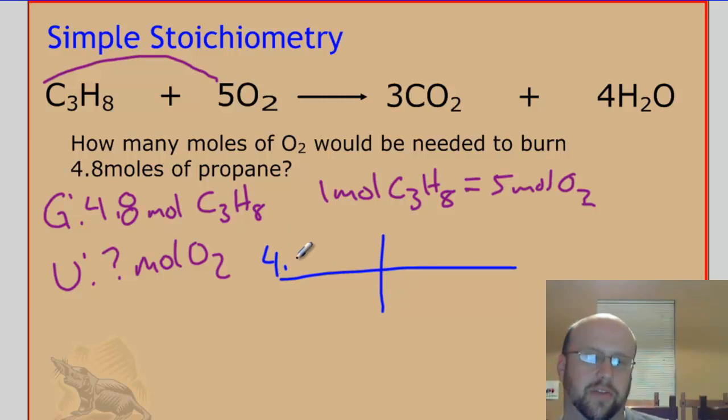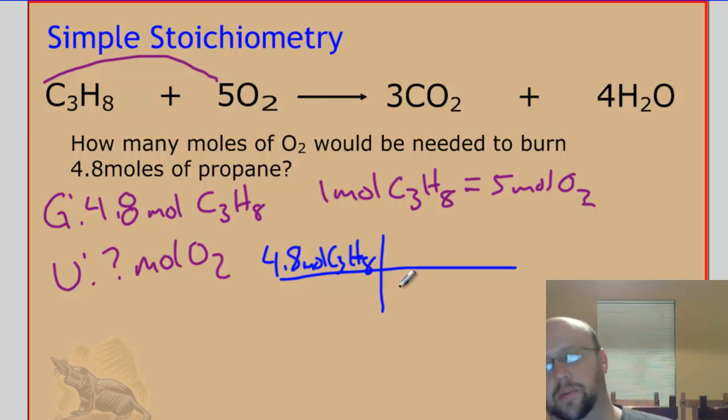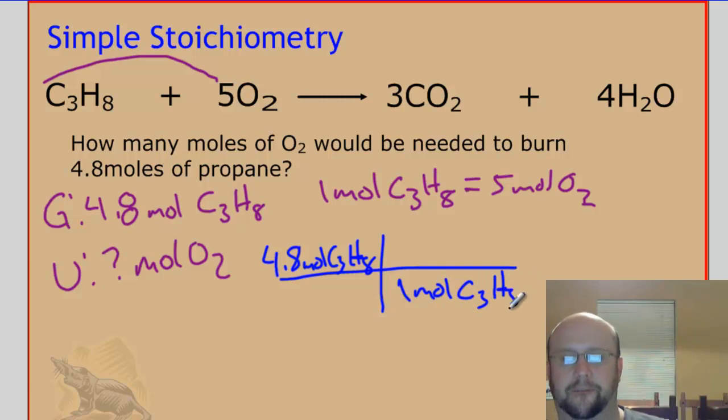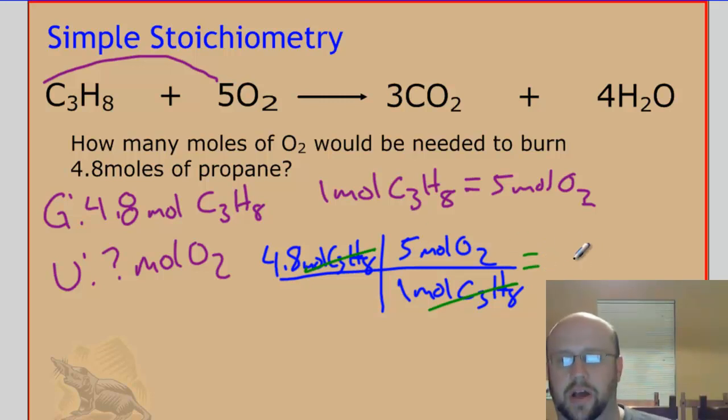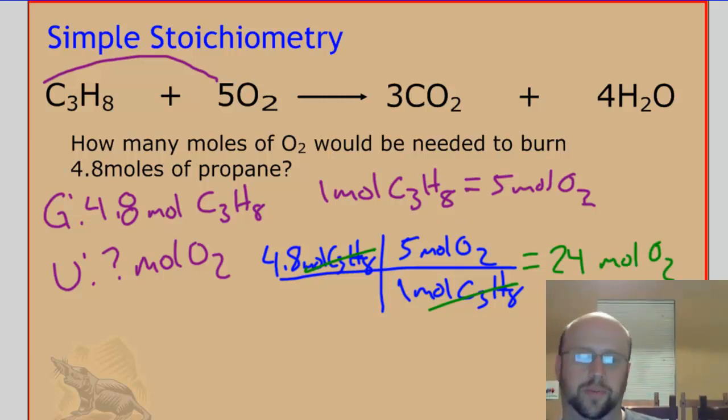So put your given in, 4.8 moles of propane. Again, you guys have written propane enough. You probably have dreams about it. Or nightmares, I guess you would probably say. Okay, 1 mole of propane, again, that comes from here. 5 moles of oxygen. All right, cancel, cancel. Okay, and then we're going to just plug that into the calculator. I get 24 moles of O2.